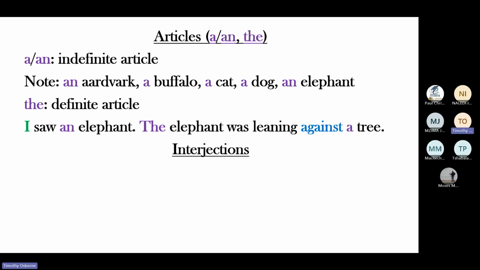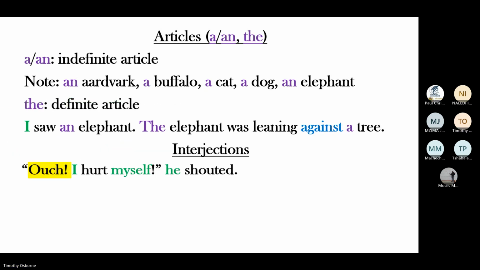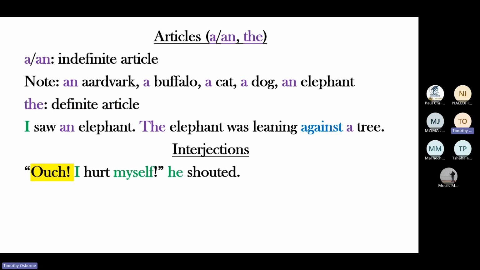Finally, interjections. Now, this is not always classified as a part of speech, but I regard it as a part of speech. So let's just take a look at an example so you know what's going on here. There we are. "Ouch, I hurt myself." And that ouch, as you can see by the highlighting, is an example of an interjection. It's one word that normally just expresses pain or joy or something like that.